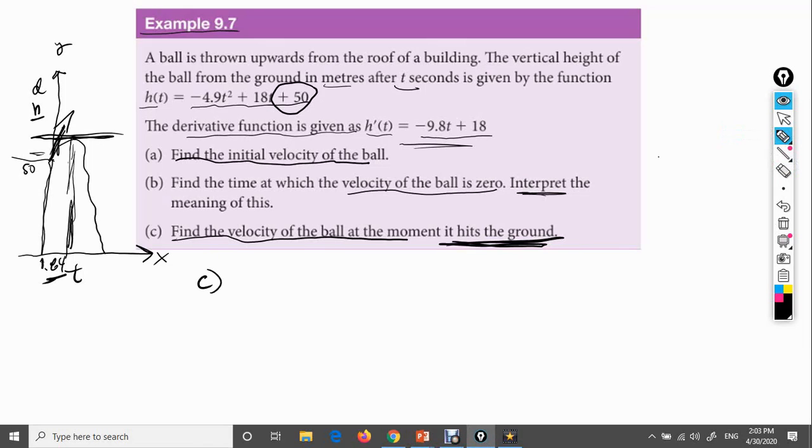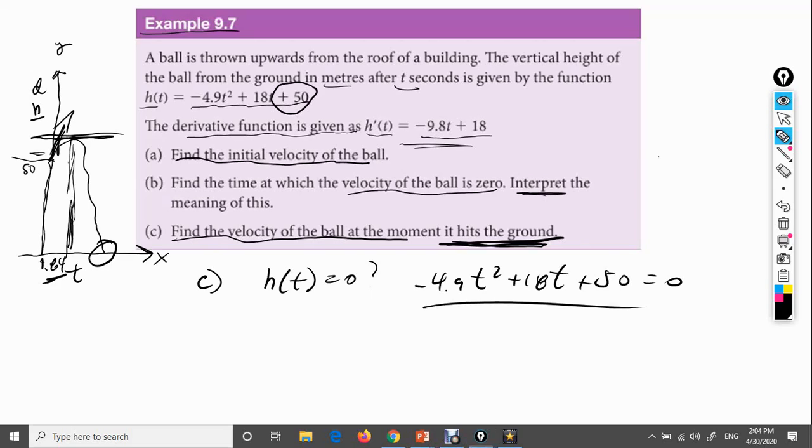So for part C, we need to find when it hits the ground. That's right here. At what time does it hit the ground? In other words, at what time was the height equal to 0? So we have to solve minus 4.9t squared plus 18t plus 50 equals 0. You can plug this into the calculator.